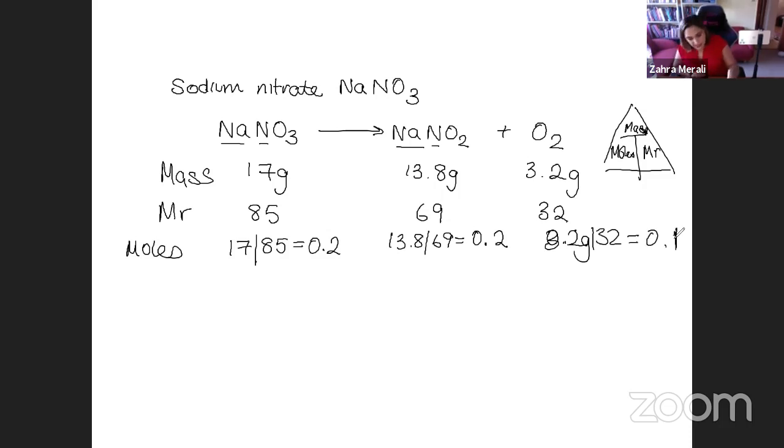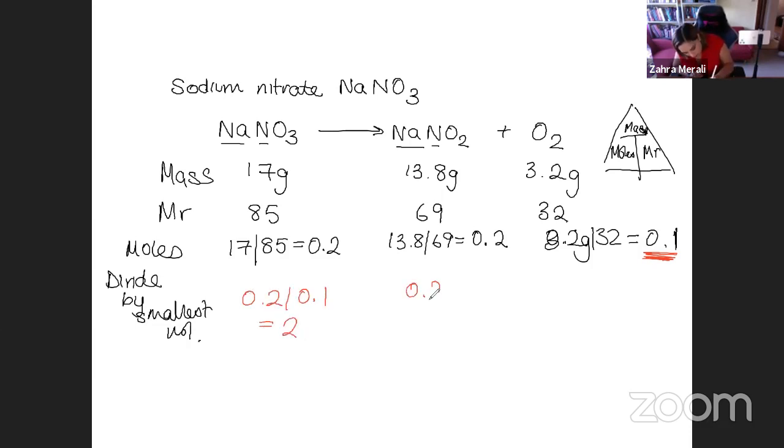And then your last step is you divide by the smallest number. So we identify our smallest number, which is 0.1, and we divide everything by 0.1. So 0.2 divided by 0.1 gives you 2. 0.2 divided by 0.1 gives you 2. 0.1 divided by 0.1 gives you 1. So this tells you to balance it, you need a 2 and a 2 here.